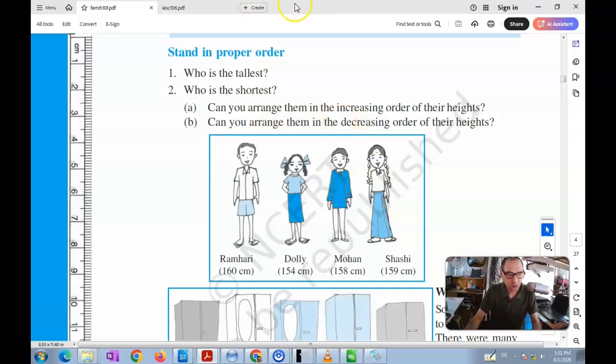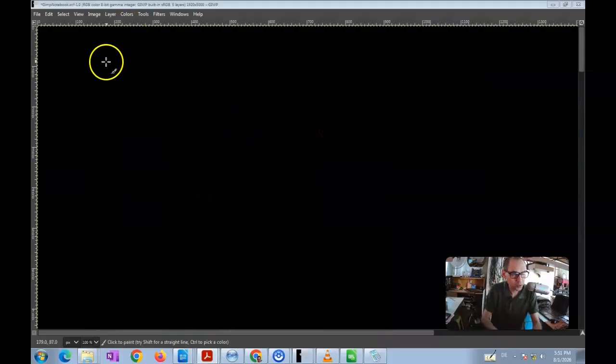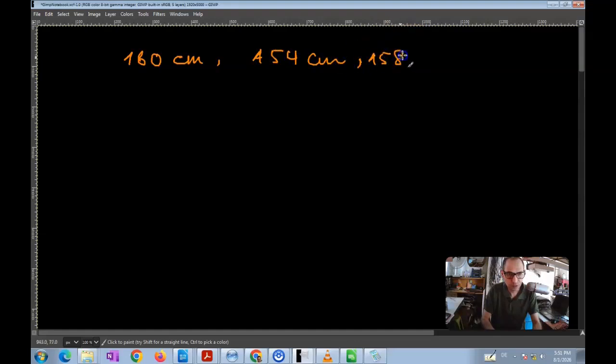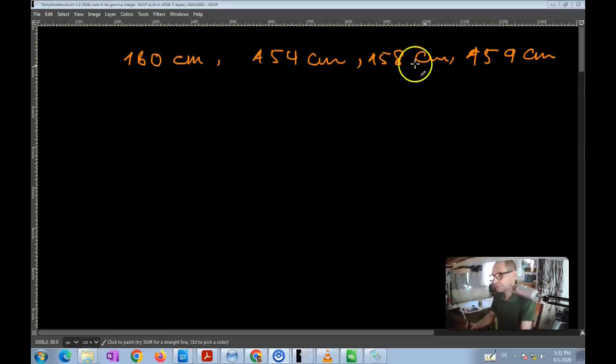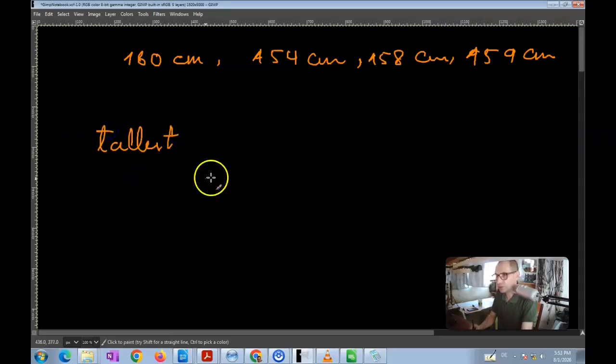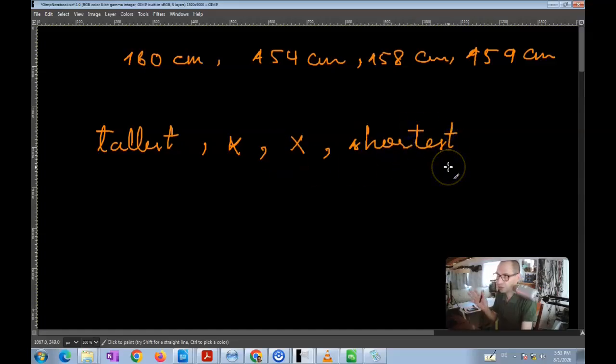So then what you want to do, if you were to stand them in the right order: one of them is 160 centimeters. The other one is 154 centimeters. The other is 158 centimeters. And the other is 159 centimeters, right? If I were to stand these children in some order, I would say that you stand in such a way that the tallest one is right over here on the left hand side, and then the other children, and then the shortest one is right over here on the right hand side.